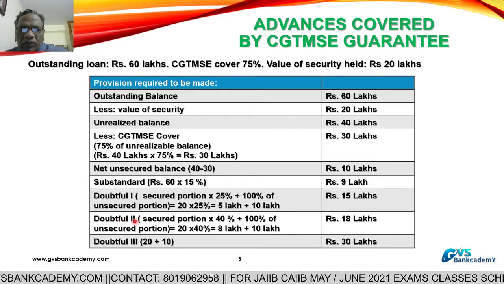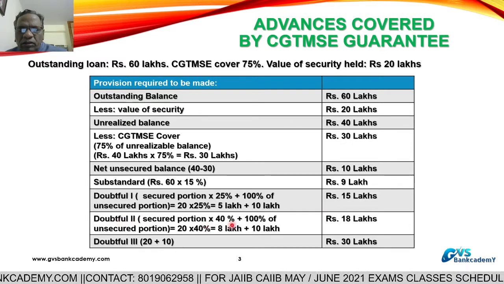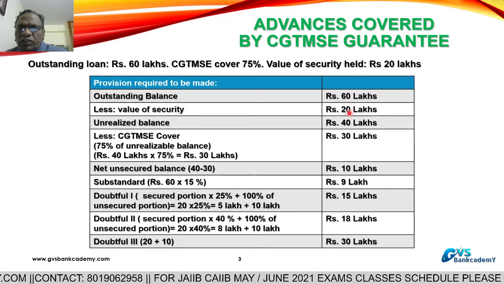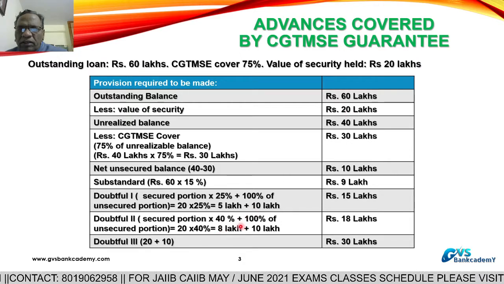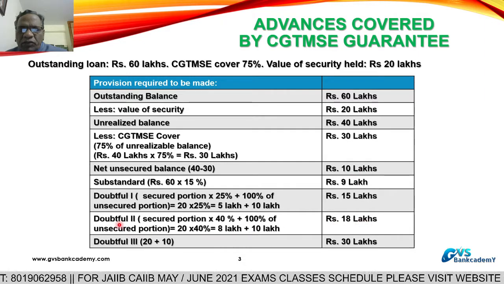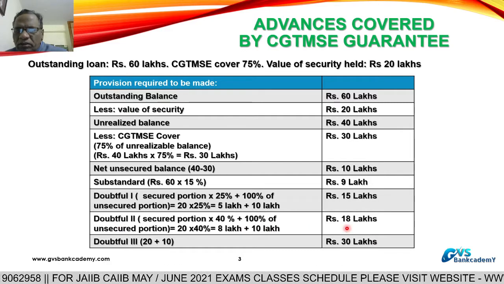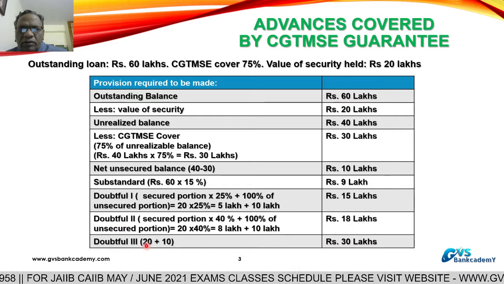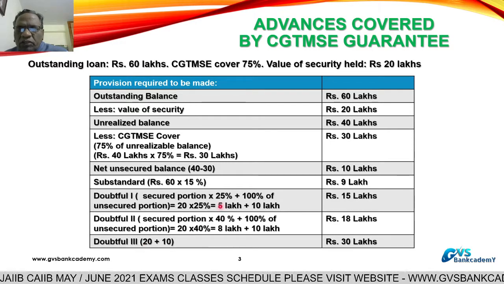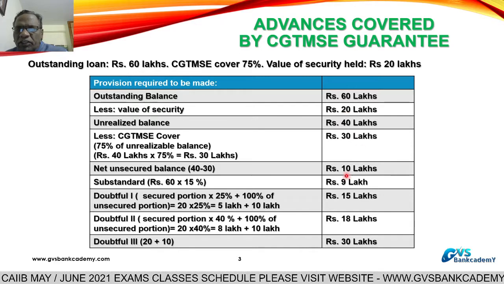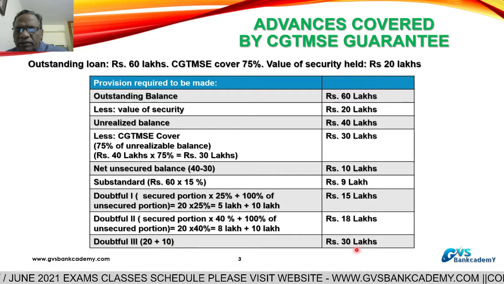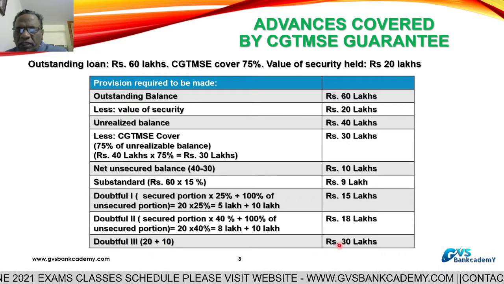Doubtful 2, NPA during third year and fourth year. Secured portion 40%: value of security is 20 lakhs into 40%, 8 lakhs. Unsecured is 10 lakhs. 10 plus 8, 18 lakhs. That is doubtful 2. Then doubtful 3, NPA after 4 years. Secured portion 100%, unsecured portion 100%. 20 plus 10, 30 lakhs. So total provision in the doubtful 3 category is 30 lakhs.